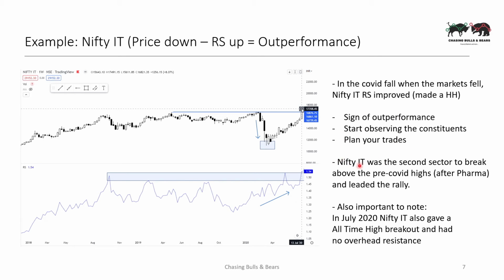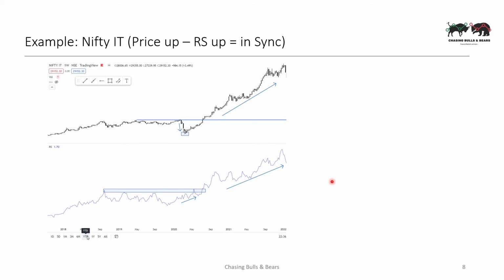Also important to note, Nifty IT was the second sector to break above the pre-COVID high. We'll go to that in the next slide and see. It came after pharma and led the rally, and there was no overhead resistance. So on the left hand side, there was no price action. There were no stuck investors who would book profits after the breakout. So the probability of this breakout was very high, and we had the confirmation from the relative strength as well.